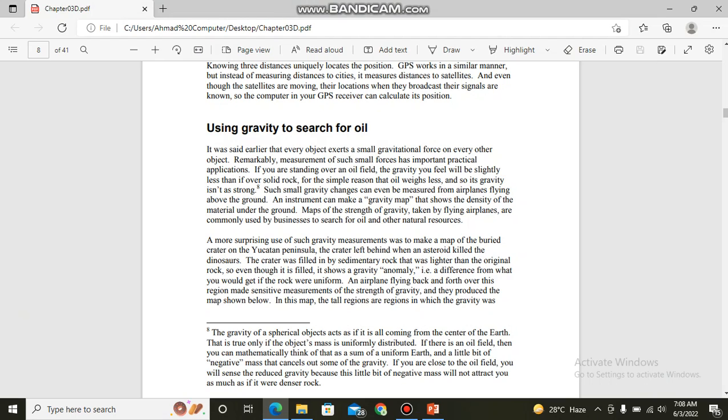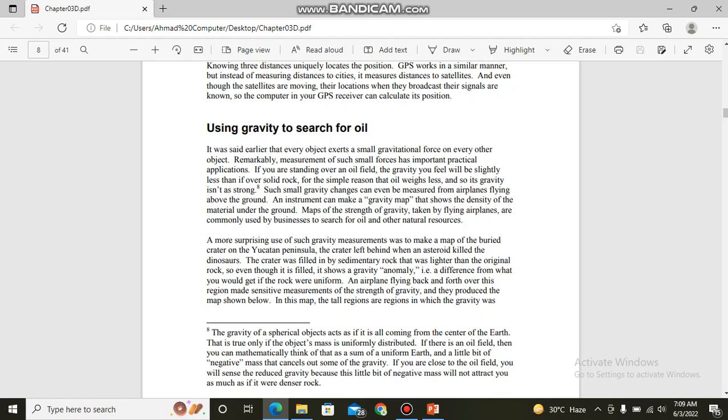If you are standing over an oil field, the gravity you feel will be slightly less than if you are over solid rock. Oil weighs less, so its gravity is not as strong.